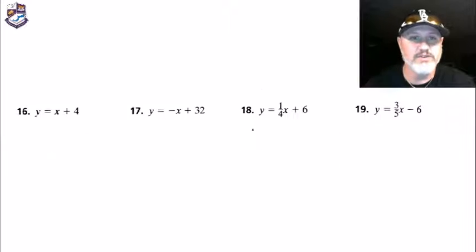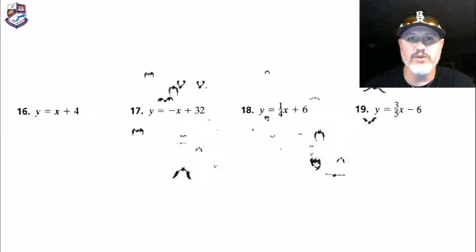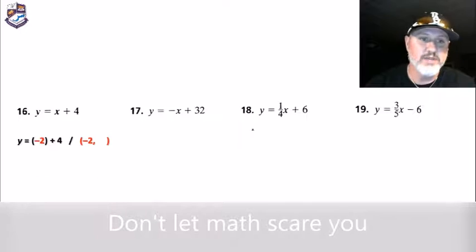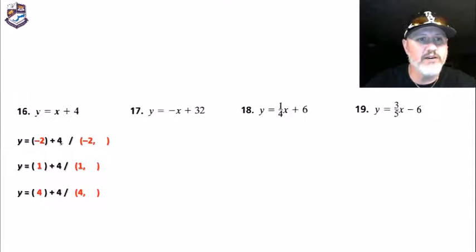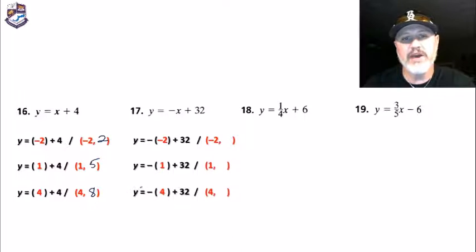All right, next section. You had to do the same thing for these. Substituting in, boom, boom, boom. All right, I'm going to go quick. 4 minus 2 is 2. 4 plus 1 is 5, and 4 plus 4 is 8. Those are your 3 ordered pairs. Bang, bang, bang. Careful, some of you will miss one of these negatives.